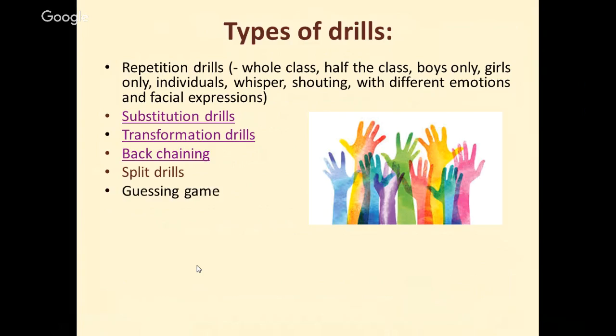The next one is guessing game. This one is particularly good for lower levels when the teacher offers some object in a bag or in a box, and the student's task is to guess what is inside, asking, is it big, is it small, is it made of plastic, is it, I don't know, round, and whatever.